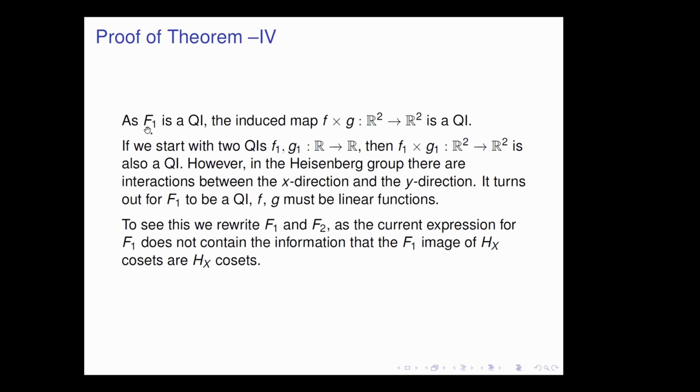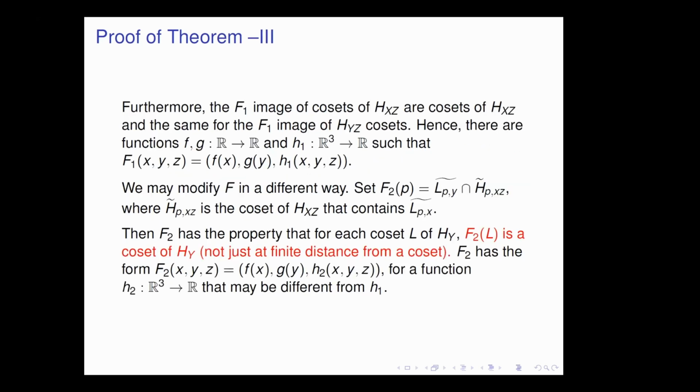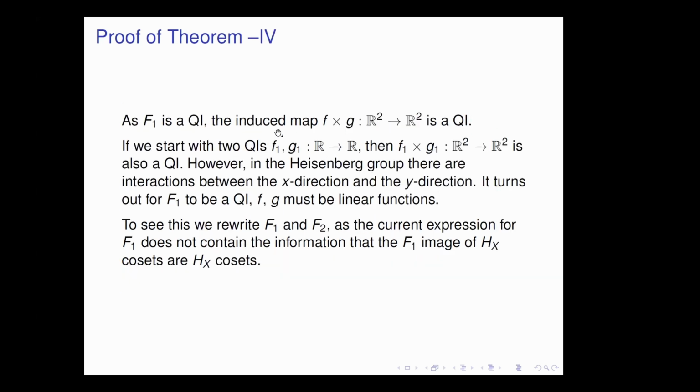As F1 is a quasi-isometry, it's easy to check that. From the formula for F1, you see that it induces a map from R2 to R2, which is given by little f and little g. It's easy to see that since F1 is a quasi-isometry, the induced map is also a quasi-isometry.